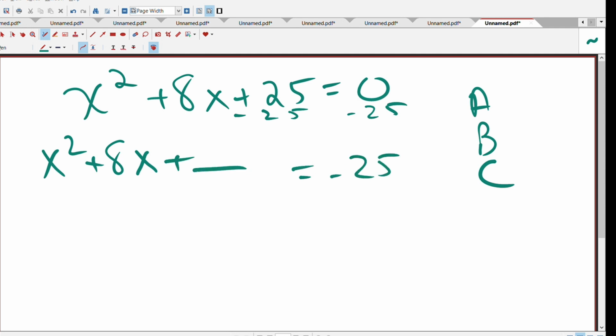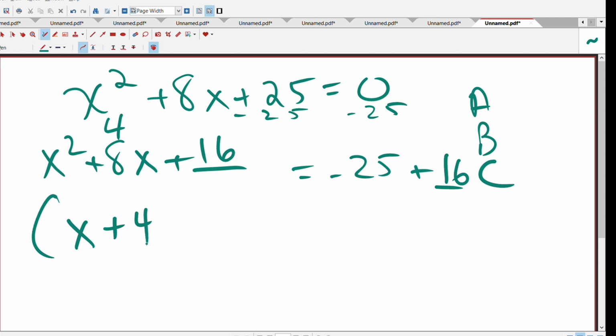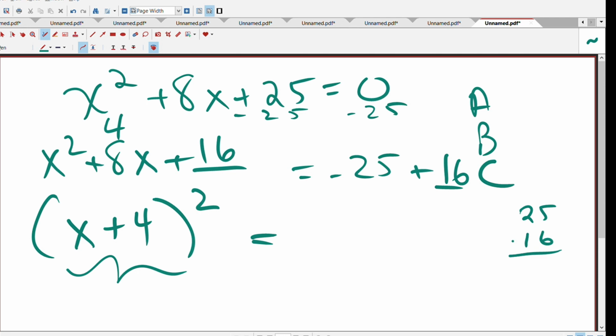Now I have to make a new trinomial that's a perfect square. And I know half of B is 4, and when I square it, I get 16. Now that that's a perfect square trinomial, I could just write it like this. It's going to be the binomial twice. And oh boy, negative 25 plus 16. I don't have a calculator on me today, so I'm going to show you what to do. The signs are different. You subtract, and you keep the sign of the larger number. So it's negative 9, because this number is bigger.